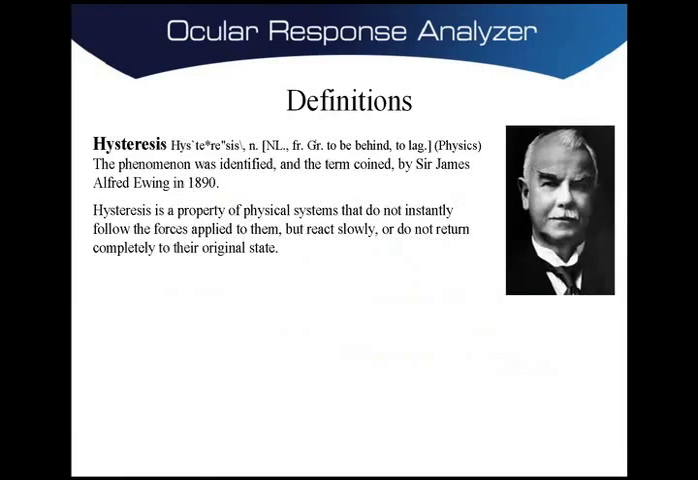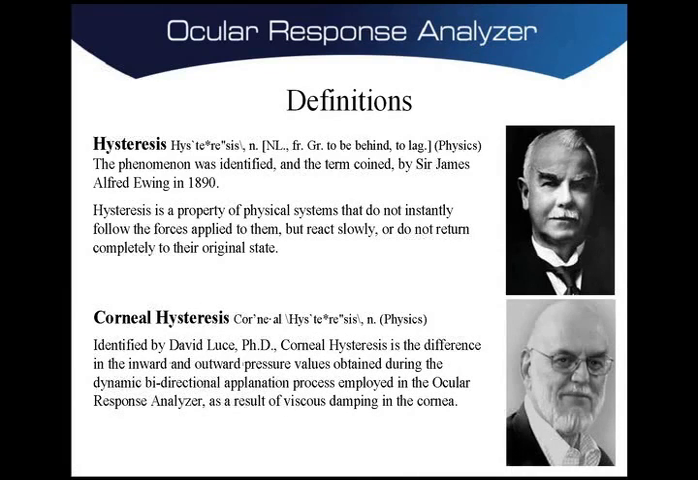What is hysteresis? Hysteresis is a property of physical systems that do not instantly follow forces applied to them but react slowly or do not return completely to their original state. This term has been around since 1890, and it was coined by this guy here, Sir James Alfred Ewing. Corneal hysteresis specifically refers to the difference in the inward and outward pressure values that are obtained during the ORA measurement process. So the term is specific to exactly what we're doing here in the ORA.